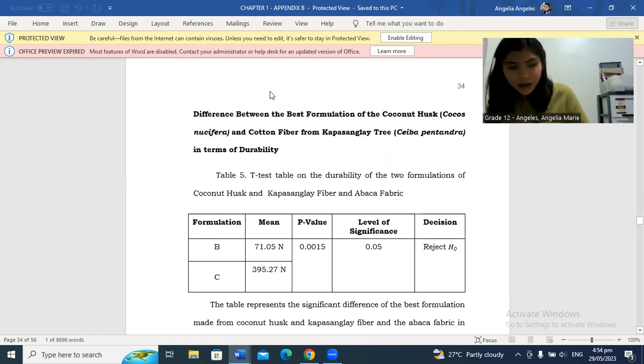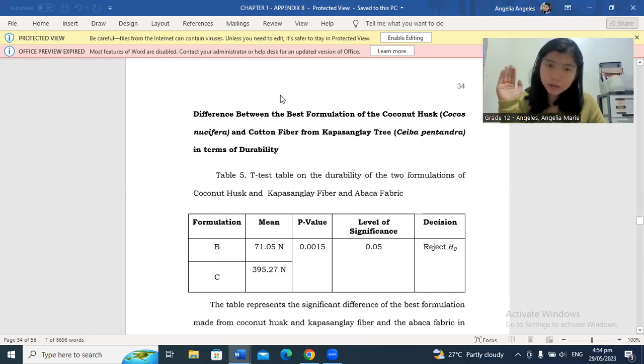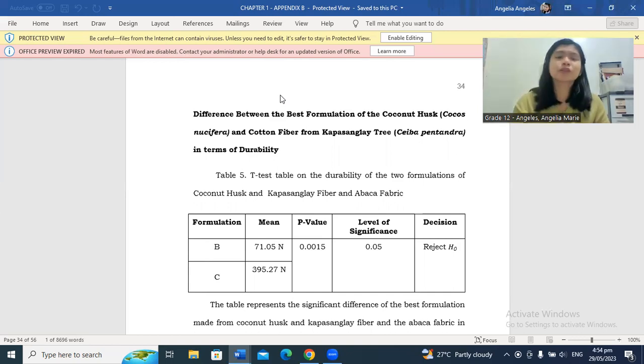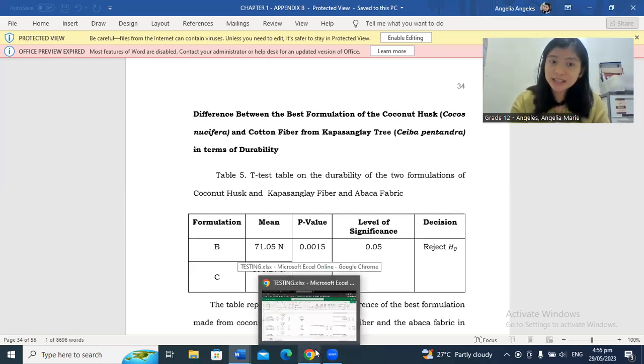Okay, so, in our table before, sa table number 2 natin, what was the best formulation there? Iba ang formulation B ulit. Okay, so formulation B is better than formulation A. So kaya formulation B ang napili natin to compare with the Abaca fabric. Okay? So we're just going to get their means and then we're going to compare the means to get the p-value again. So we're going to do it again on the same Excel sheet.